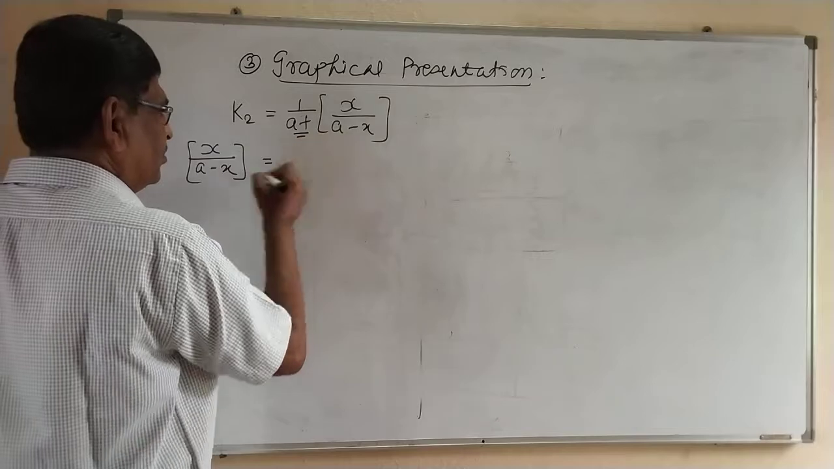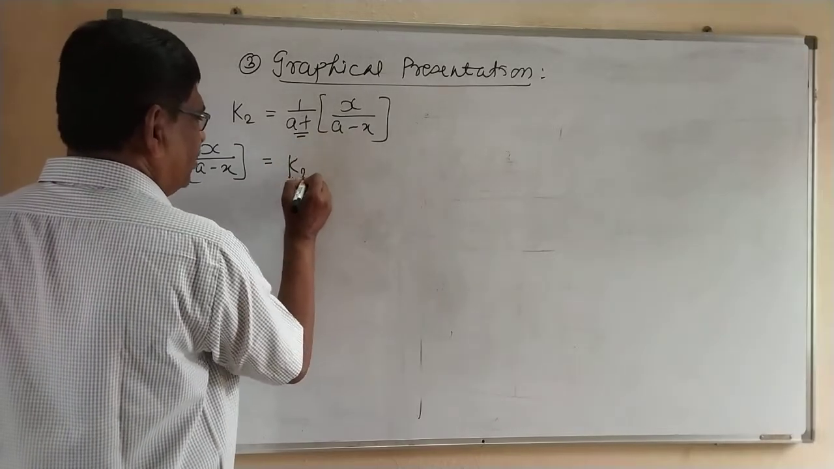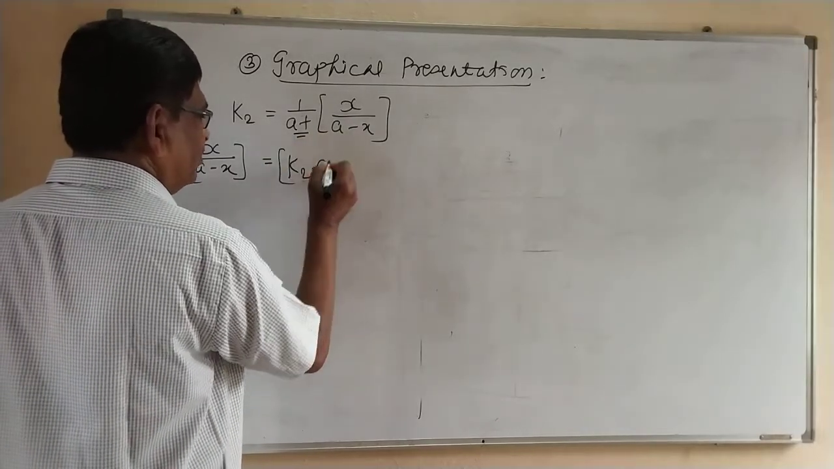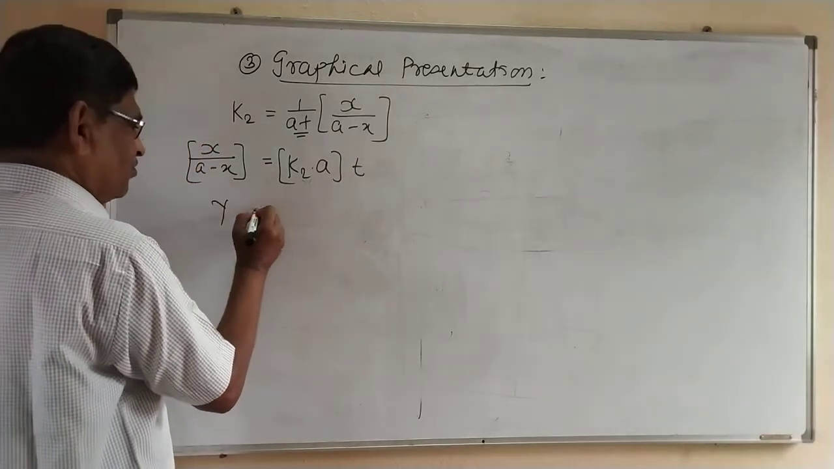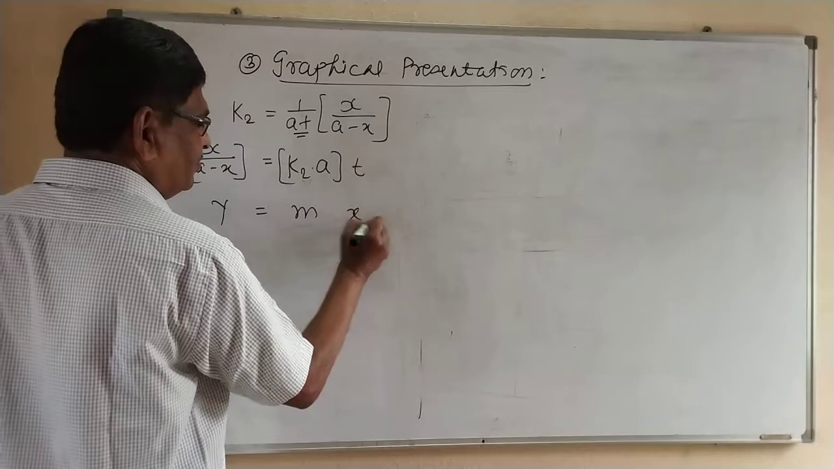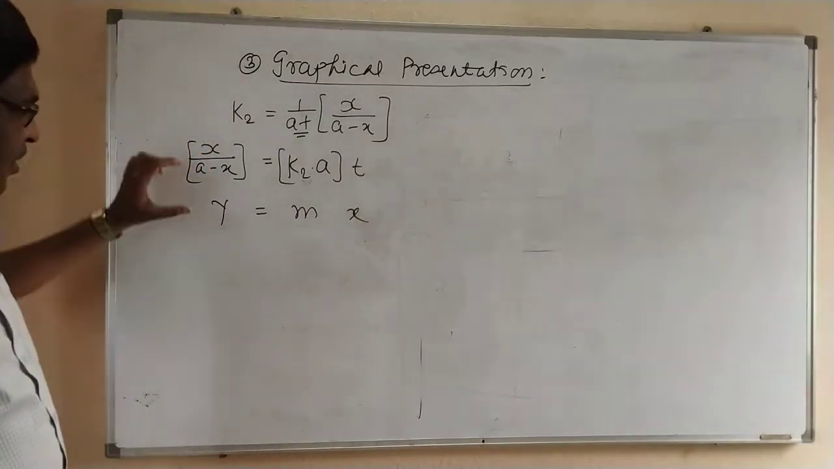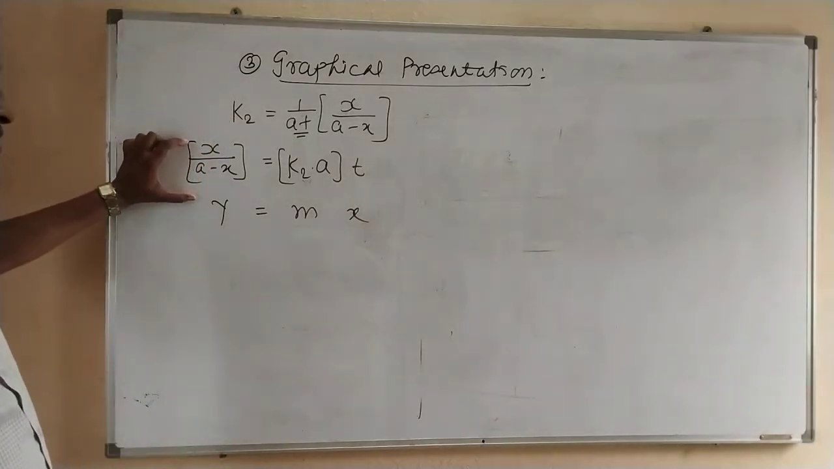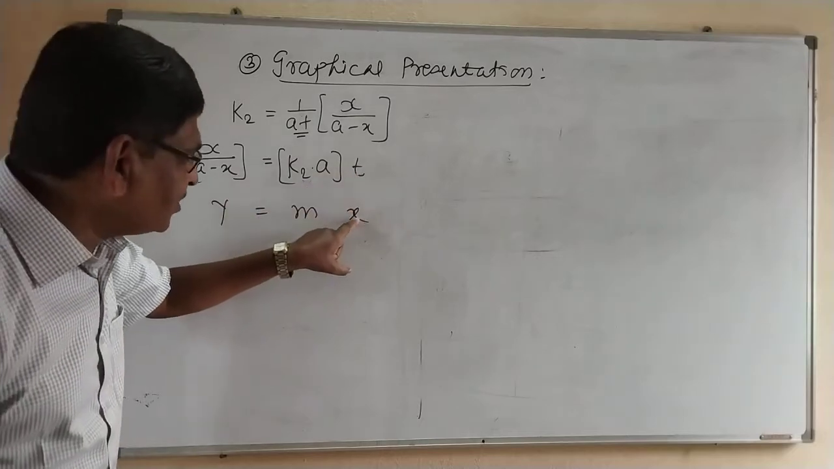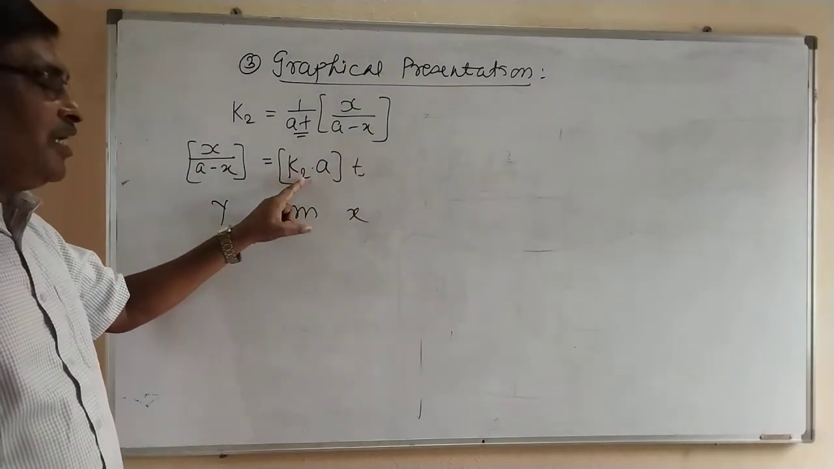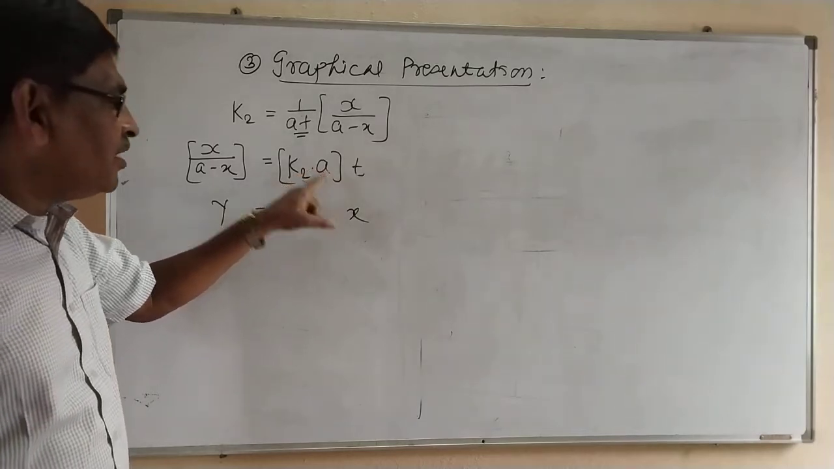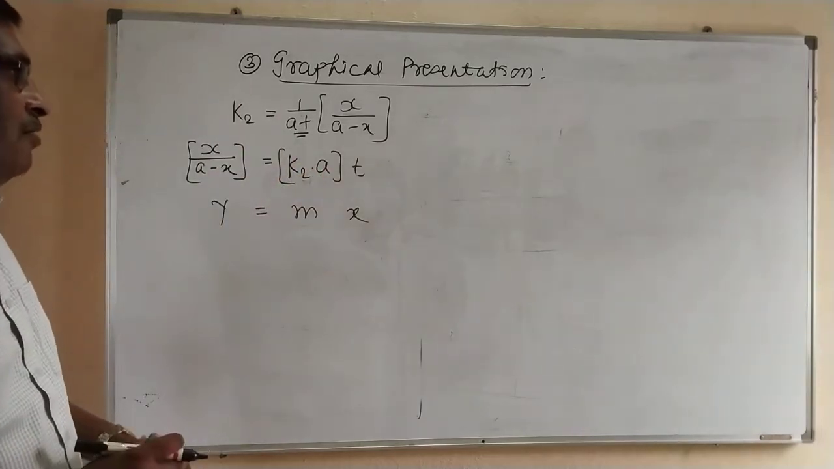Shift this term to this side. What do we get? K2 into A. This equation looks like y is equal to mx. Time is taken along the x-axis, and the slope of the line will be K2, that is a constant, multiplied by the initial concentration.